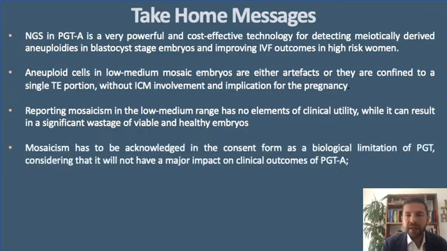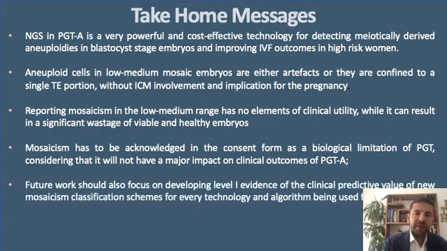I think that, as it has always been performed and is currently done in the practice of prenatal diagnosis, also in PGT, mosaicism should just be acknowledged as a biological limitation of this type of analysis, considering that it will not have a measurable impact on the clinical outcomes of PGTA cycles if properly managed and handled.